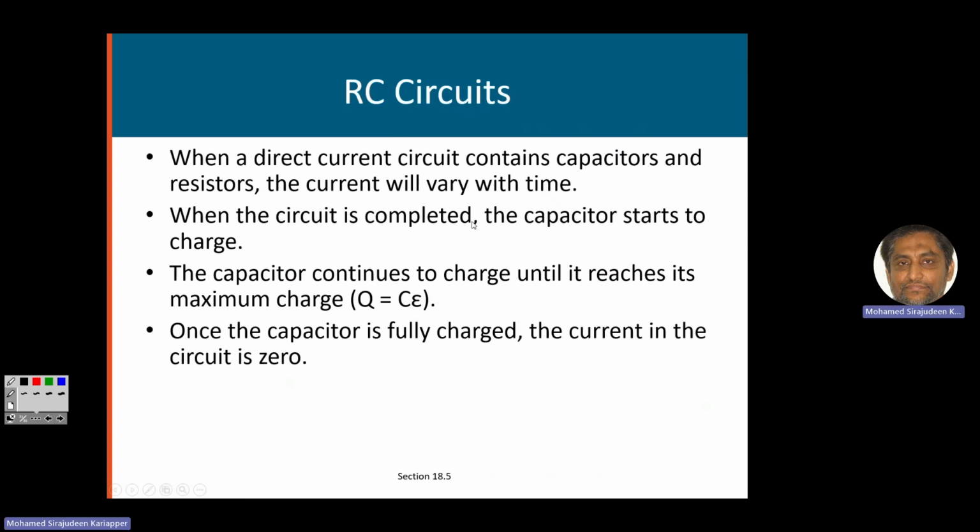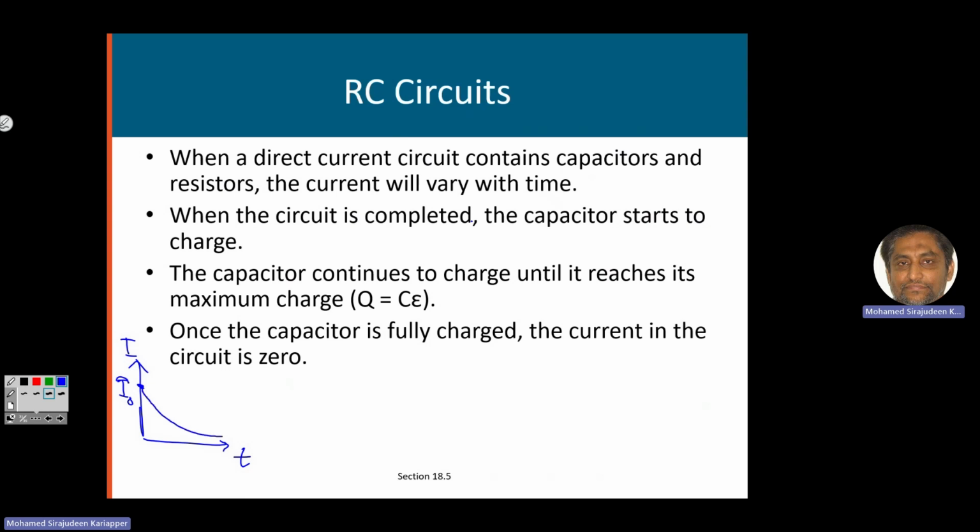At the beginning, the capacitor will have no charge on it, so you will have the maximum current. If you draw current versus time, it will be different from the charge versus time. At the beginning, the current will be its maximum current. So as the charge is being built up and the capacitor also becomes like a voltage source trying to send the current in the opposite direction, the current then will decrease and it will look like this.